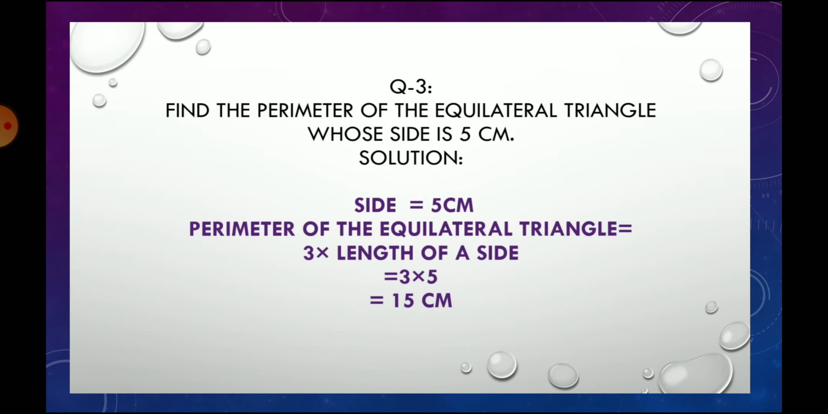So see the question number 3. Find the perimeter of the equilateral triangle whose side is 5 centimeter. They gave the value of side, so now we are going to find out the perimeter of the equilateral triangle. So what is an equilateral triangle? The three sides are the same. When the three sides are equal, it is called an equilateral triangle. So what is the formula? 3 into length of a side. So 3 into the side value, which is 5. So the answer is 3 5s are 15.